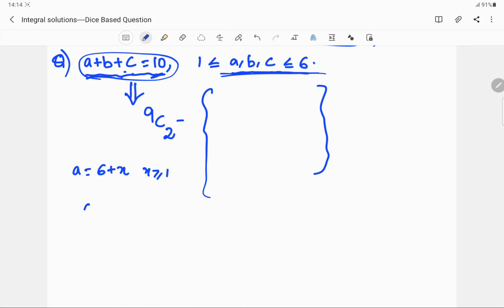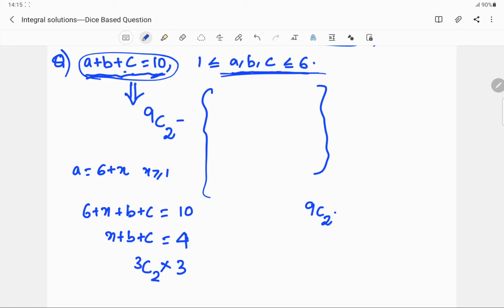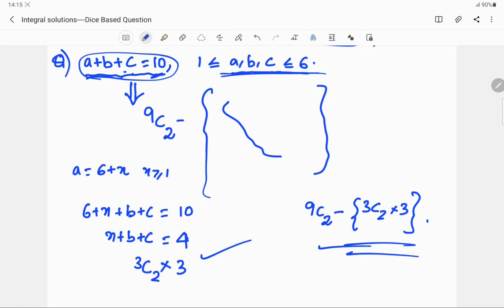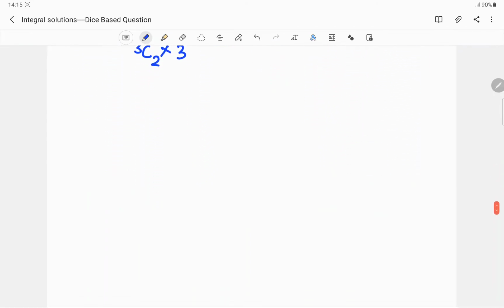So here this would be 6 plus x plus b plus c equals 10. x plus b plus c equals 4. There are 4 balls, so there will be 3 gaps. Out of 3 I will select 2, and there are 3 variables, so again I will multiply it with 3. So the total number of integral solutions to this equation when a, b and c are lying between 1 to 6 is 9c2 minus 3c2 into 3. We have not listed down any cases. We have directly got the answer. Now let us look at another question.